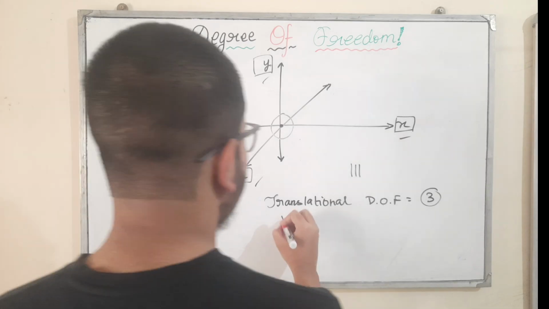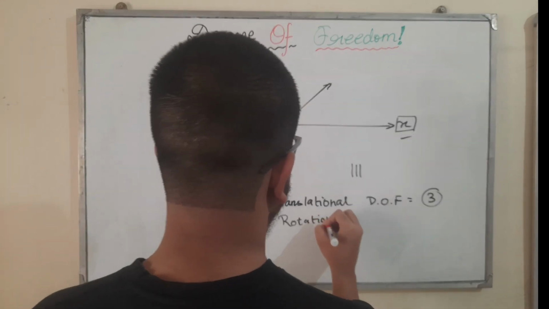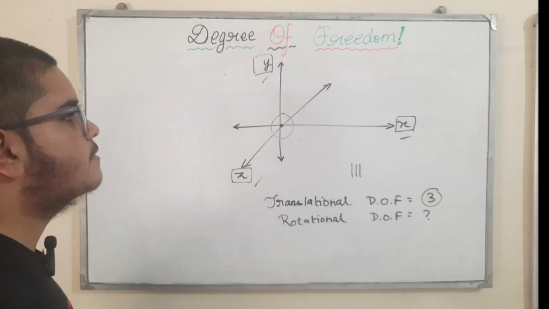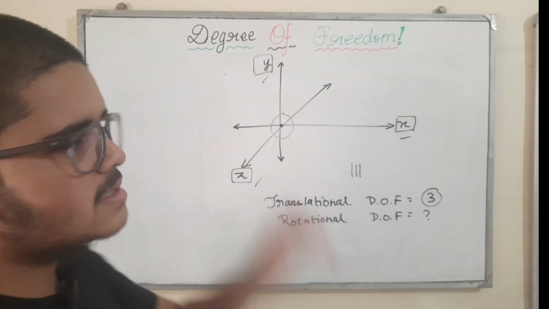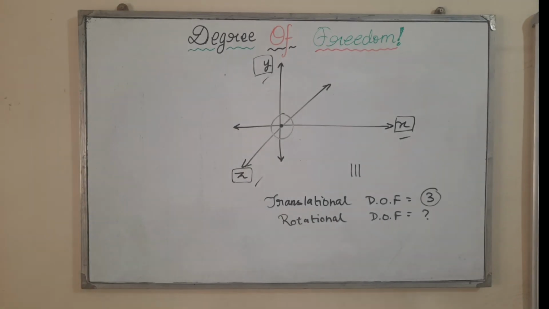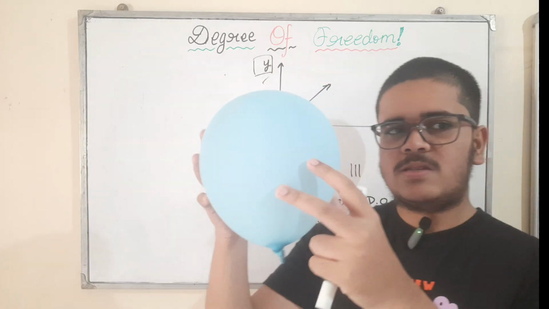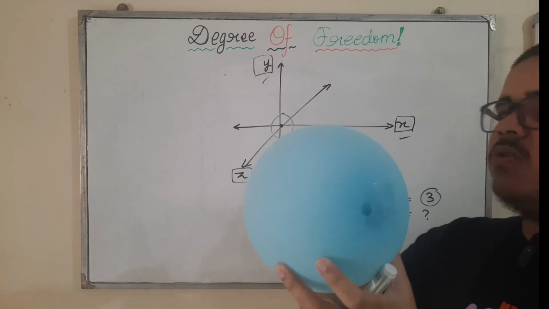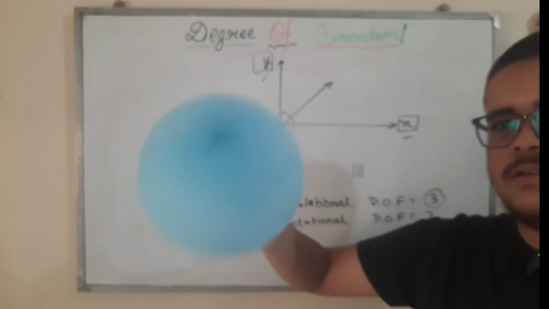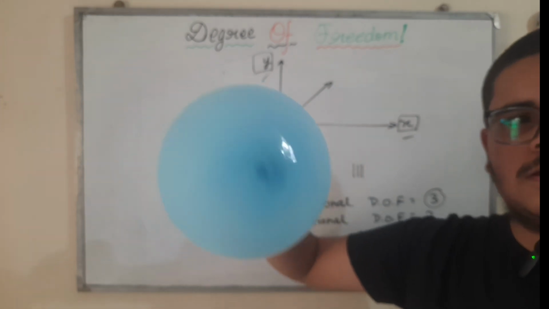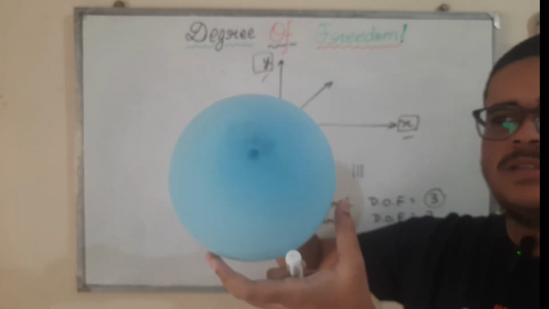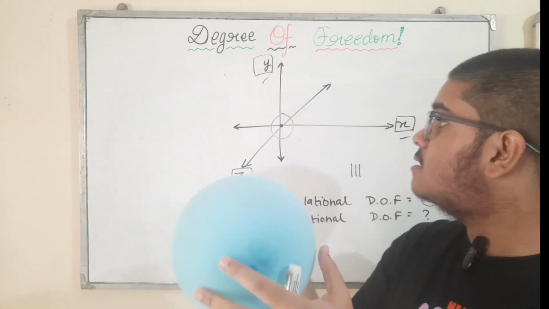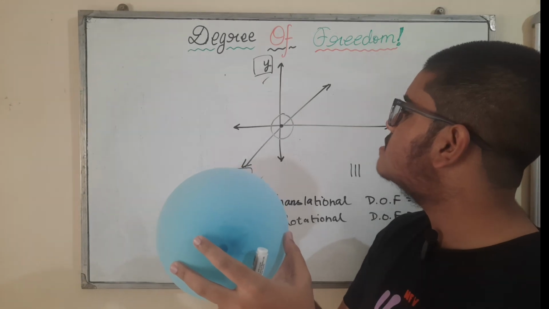Now, talking about rotational DOFs for the helium atom. What will be the rotational DOF? If I rotate this helium atom, let me take my balloon back. Okay, so if I have this balloon, I have the z-axis towards you. If I rotate it about the z-axis, are there any perceivable changes? No, right?